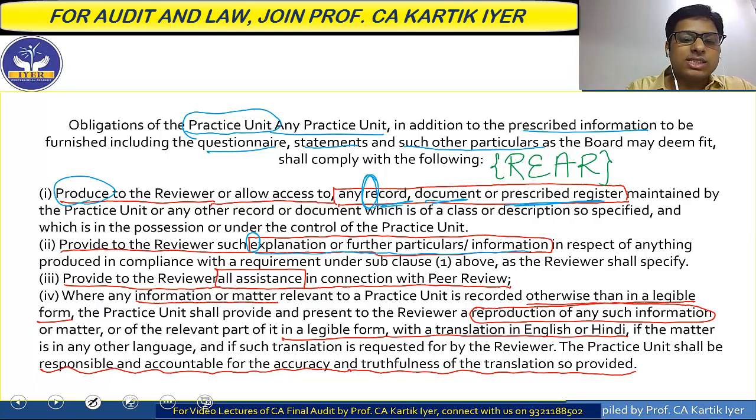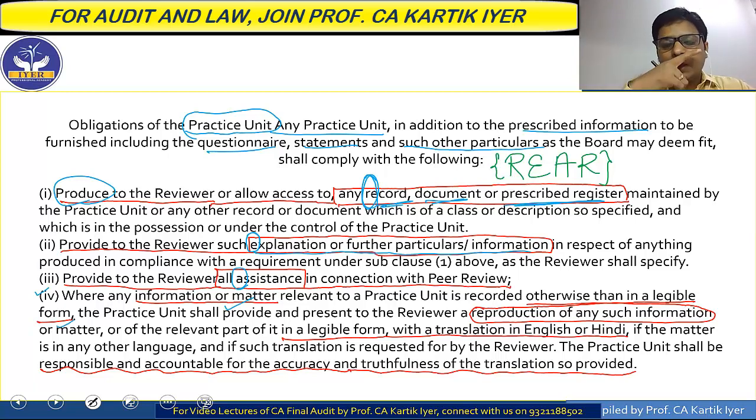Next is all assistance. So let's see this part. All assistance in connection with the peer review. So basically, the reviewer shall be provided with all assistance by the practice unit. Basically, whatever is required, they should ensure that the peer review process is going on smoothly. Okay. And let's see the last one. We'll have to read the last point because it's a very interesting point. They have written here, where any information or matter relevant to the practice unit is recorded, otherwise in a legible form.